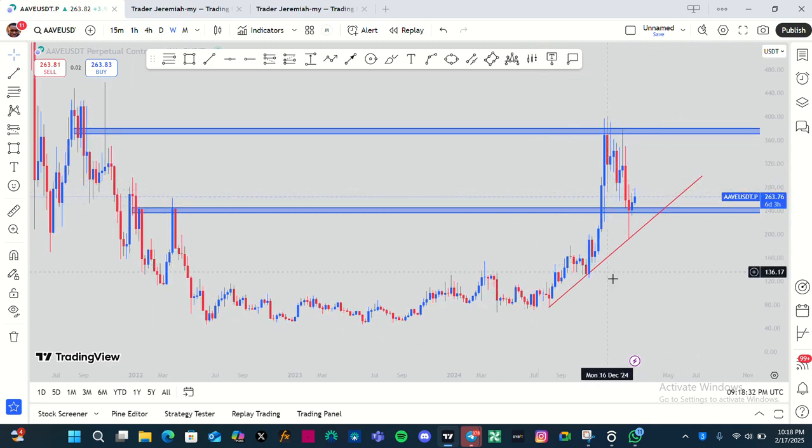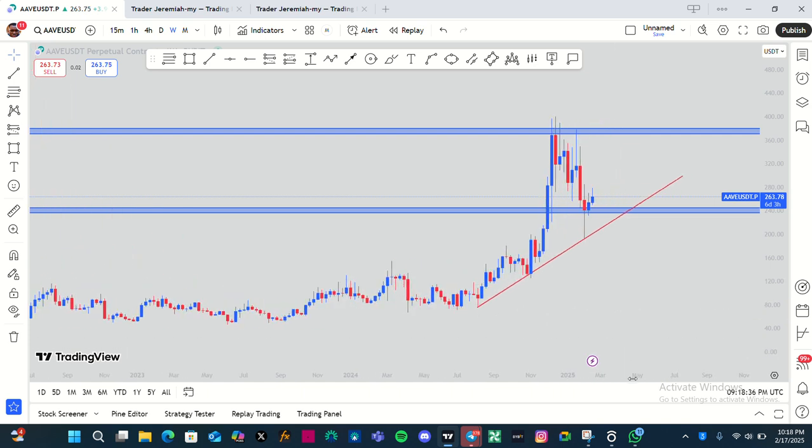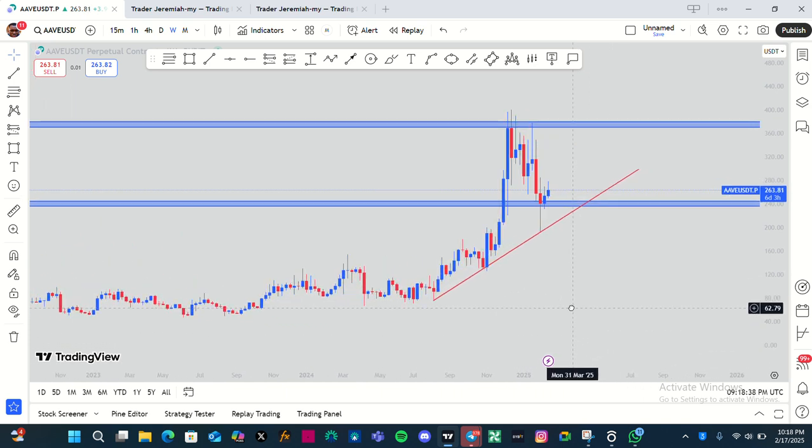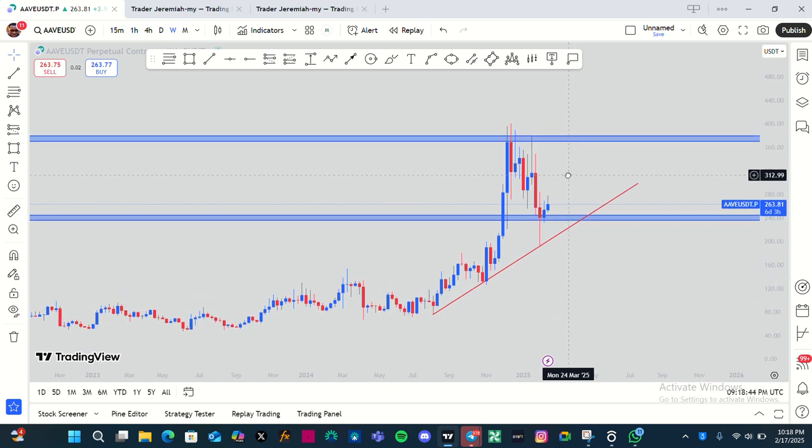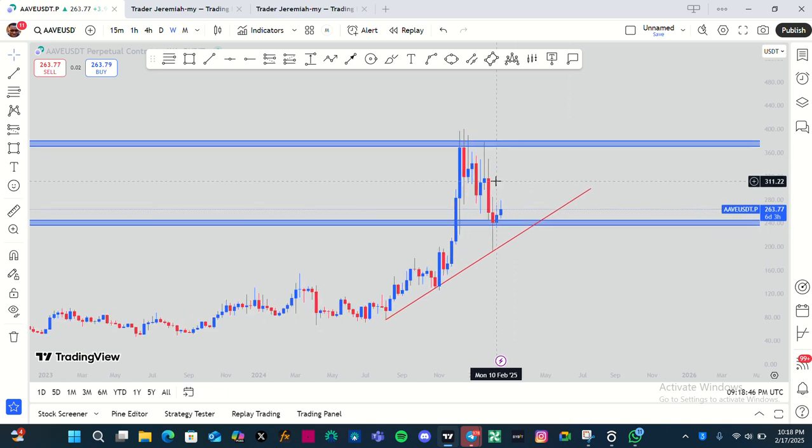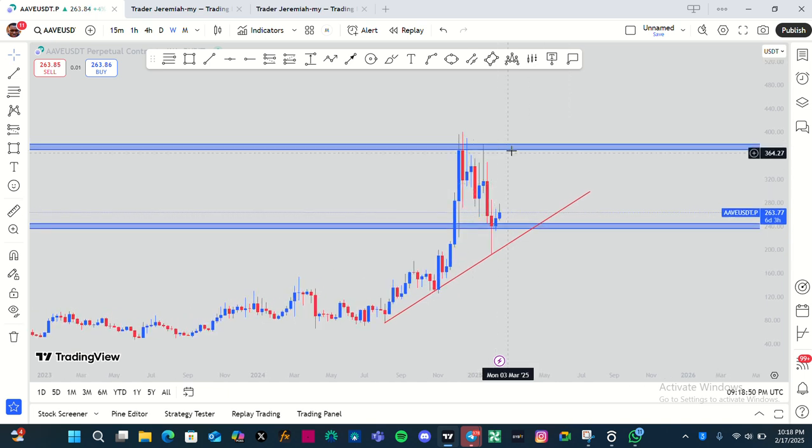And as you can see, if you are noticing my chart, I always plot a minimum of three or a maximum of four levels on my chart, because if you have too many key levels on your chart, it might be confusing sometimes. So you have to keep it simple. Like as you can see, this level is easy.